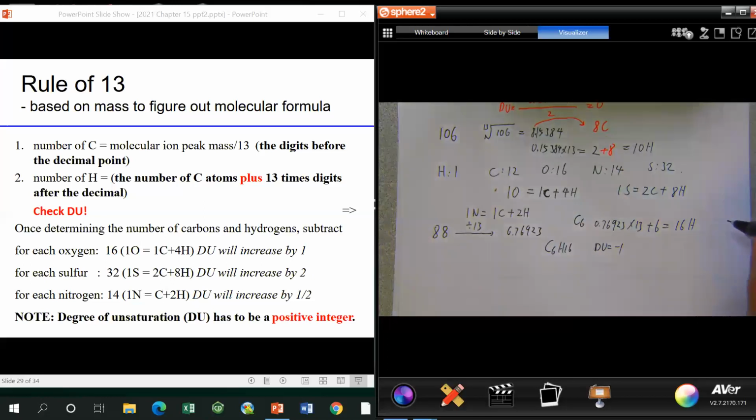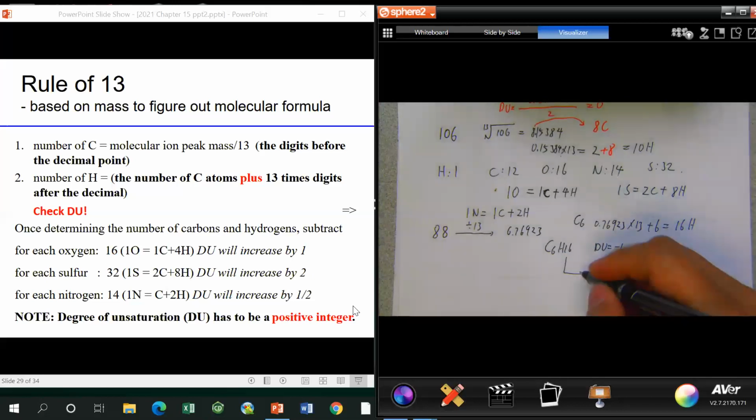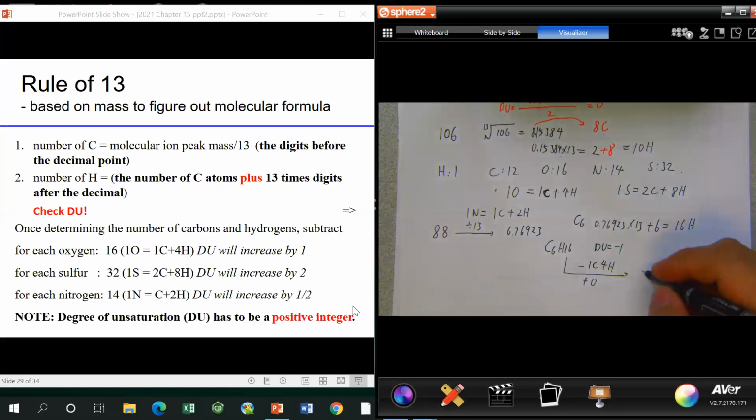So that doesn't make sense, because the degree of unsaturation has to be a positive integer, a whole number. It cannot be a negative integer. So that means we have to do some replacement. If you do some elemental analysis, sometimes you can tell there's oxygen inside. So in this case, what we can do is minus 1 carbon and 4 hydrogen, plus 1 oxygen. So the new formula we come up with is C5H12O.